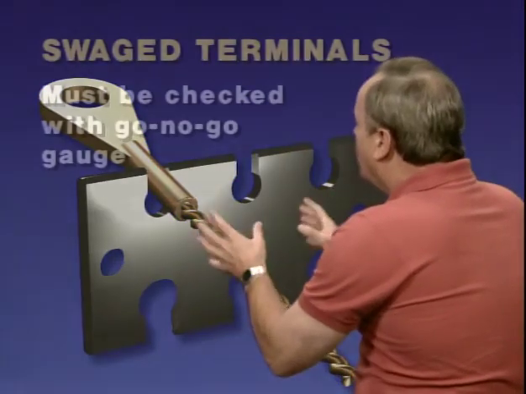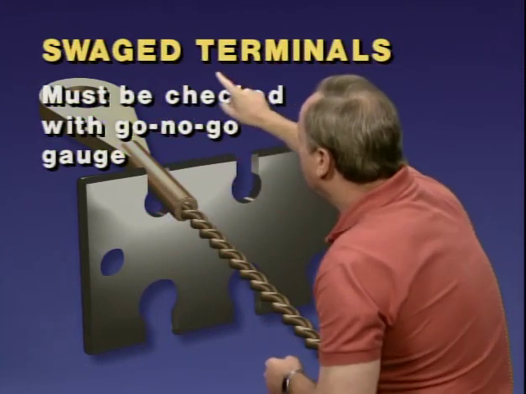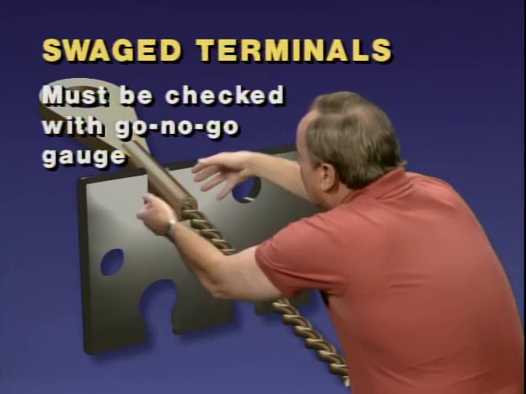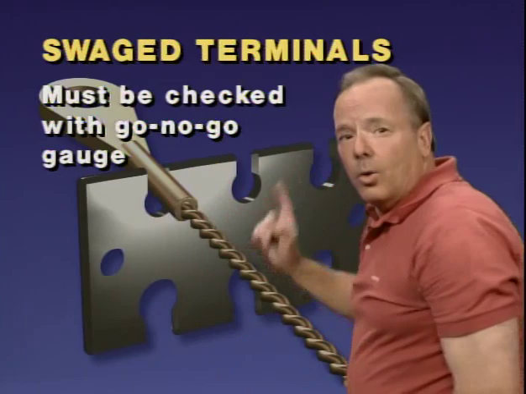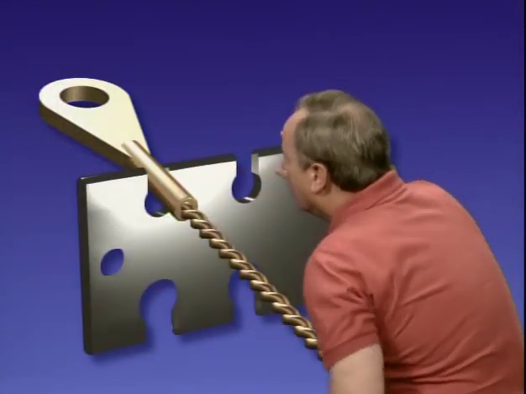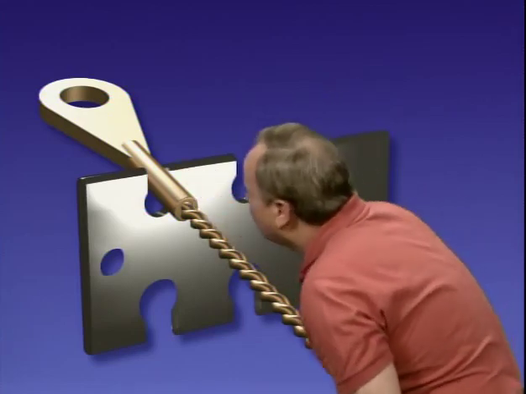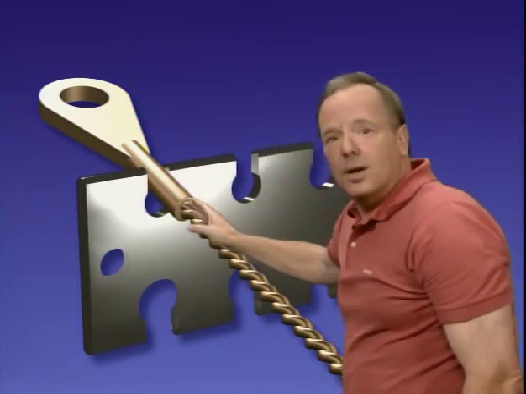It's called a go, no-go gauge. And you use it with these swaged terminals. What it does is it measures the amount of pressing on you've done to make sure that you have the proper diameter. Now, if you follow all the manufacturer's instructions when you're swaging on a terminal like this, the result is that you'll have swaged terminal strength that is the full rated strength of the cable itself. In other words, you lose nothing.